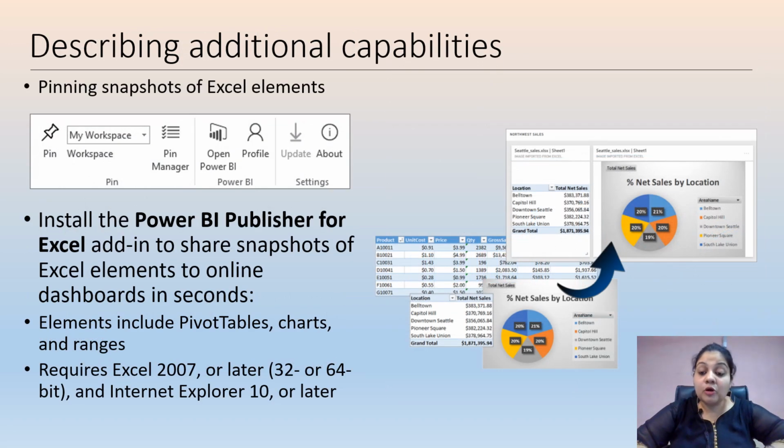So let's see what additional capabilities Power BI has. If we want to import a snapshot or a graph or a pivot table from Excel, we can do that easily in Power BI. For that, we have to install Power BI Publisher for Excel, which will add in to share the snapshots or pivot tables or charts directly from the Excel.